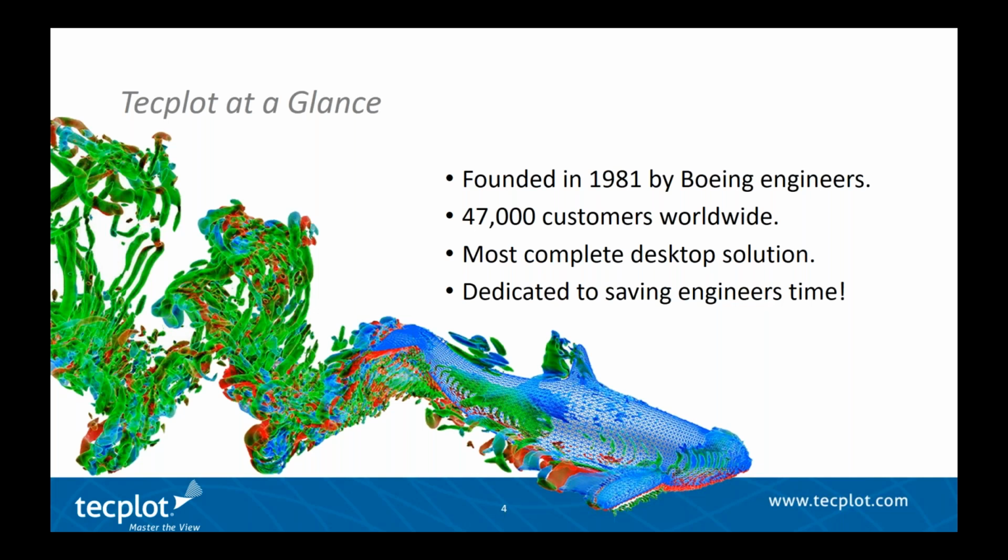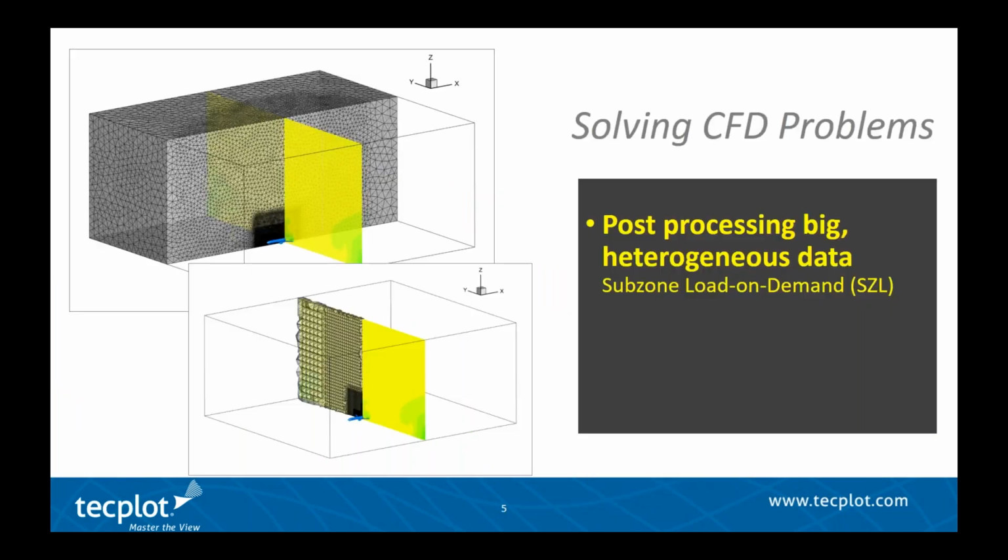We've really grown during that time. We have about 47,000 customers worldwide. We're known as the most complete desktop solution for visualization and analysis. Tecplot 360 can do 2D, 3D, line plotting, even polar plotting. And then with the addition of PyTecplot, we've really increased the analysis that you can do. And we are dedicated to saving you time. So how do we save you time, and how do we help you get your work done faster?